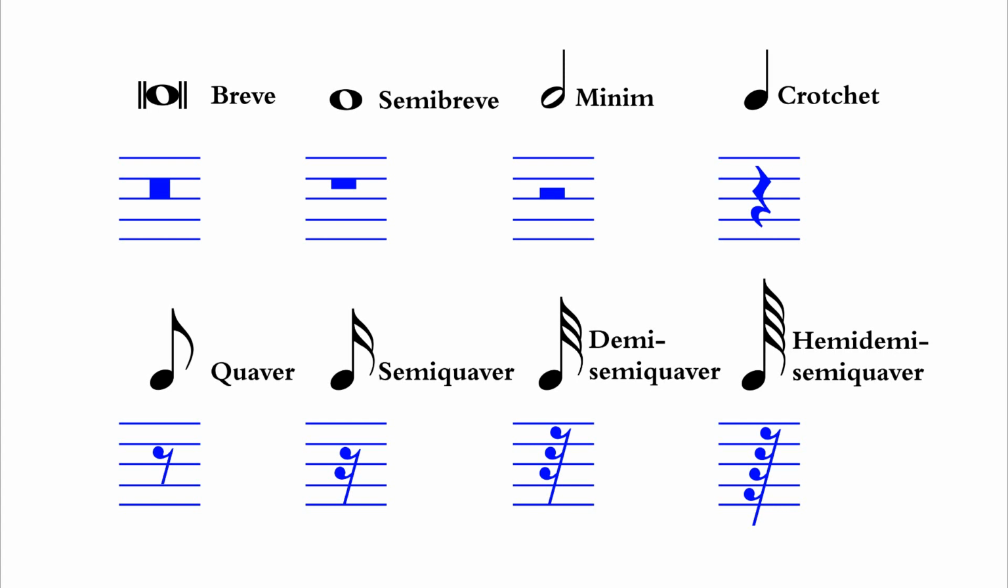Each note shown here has half the time value of the one on its left, so a crotchet lasts half as long as a minim, a semiquaver lasts half as long as a quaver, and so on. The rests are shown here in blue below each note value.